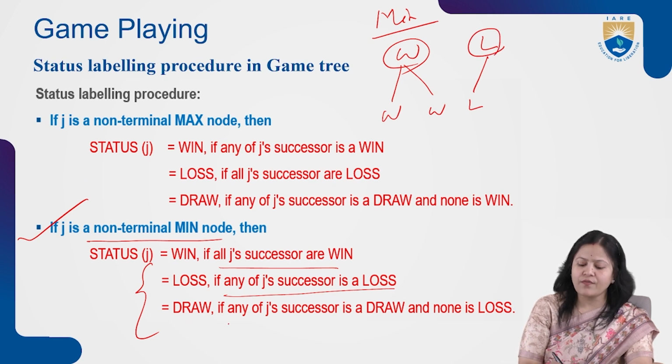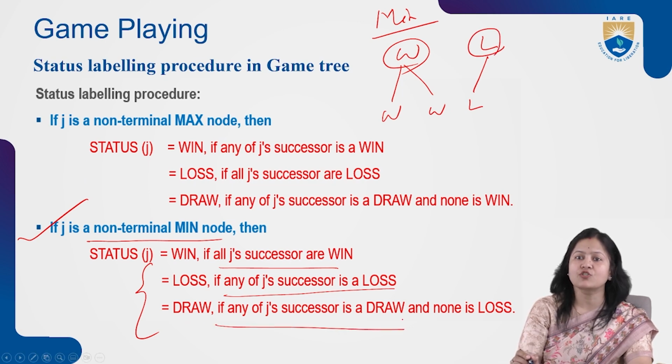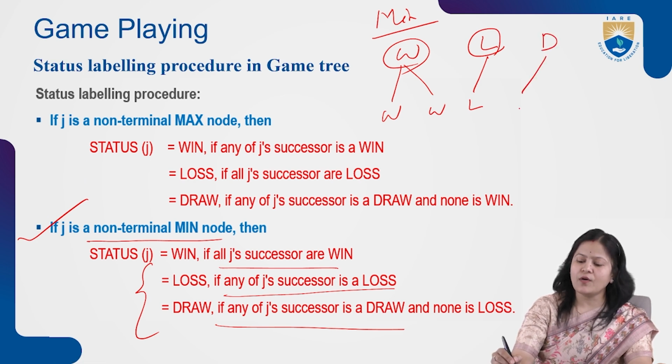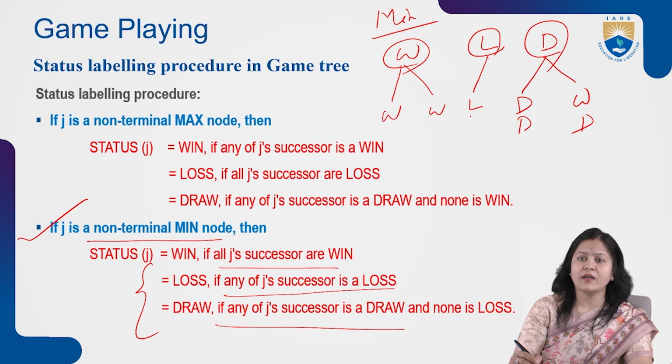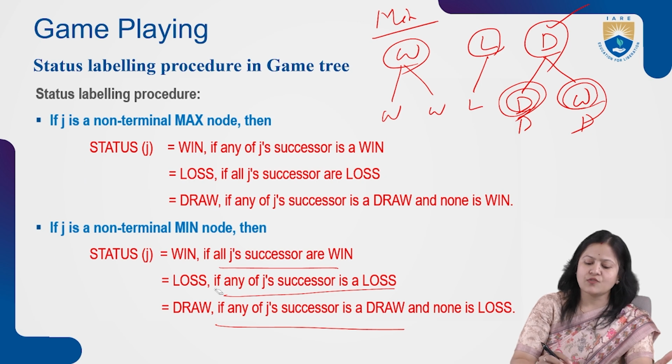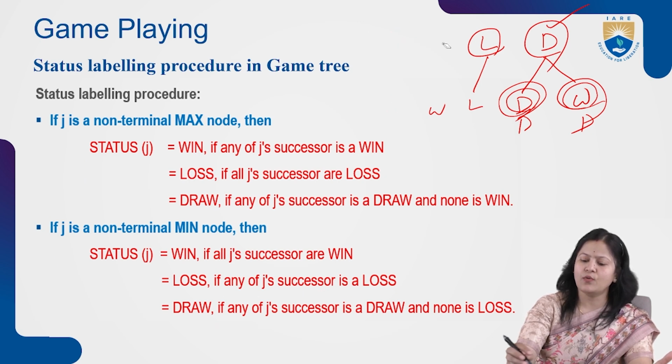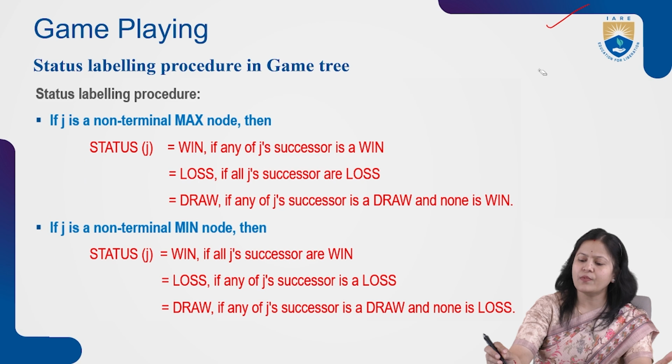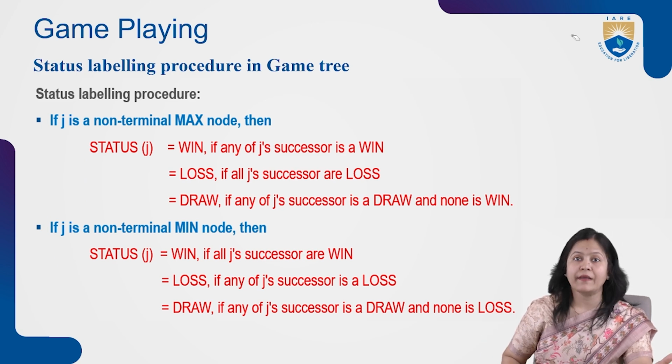And the third one is draw if any of the J successors is a draw and none is loss. That means we can write D if any of the successors is D but none is lost. That means it can be W, or it can be DD also. If both the successors are D, in that case we can write D. If one successor is W and another successor is D, in that case also we can write D. So this is the procedure for how to assign the status for non-leaf max and min nodes. Now we will see an example so that the concept can be clear.